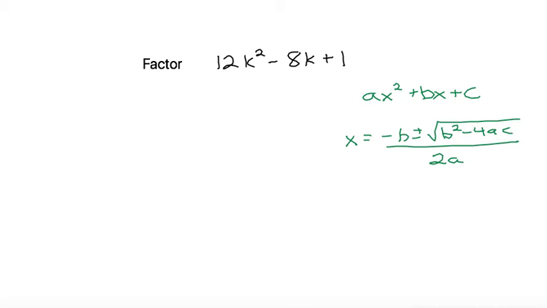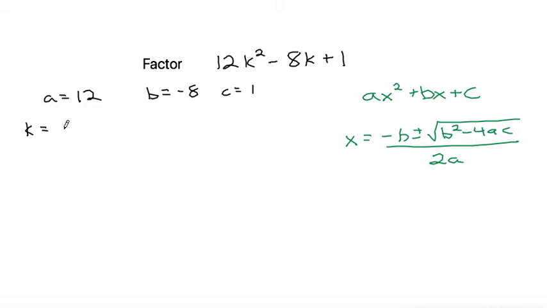So our first step in using this strategy is to identify our a, b, and c. Our a is the coefficient of the squared term, which is 12. Our b is the coefficient of the non-squared term, which is negative 8. And our c is our constant, which is 1. Now we plug into our formula. In this case, our variable is k, so instead of using x, we'll use k.